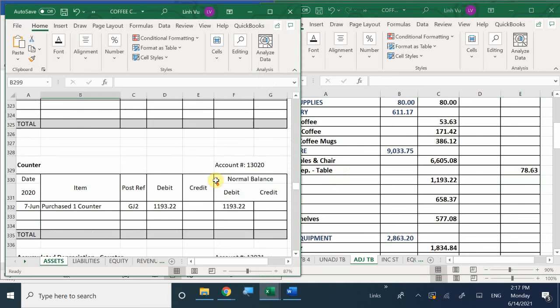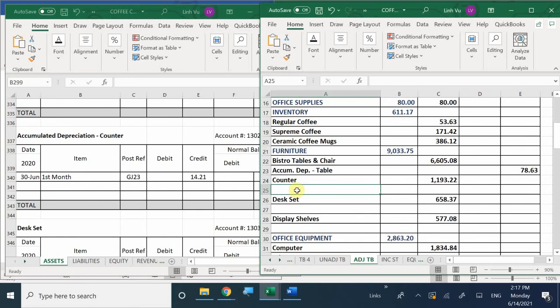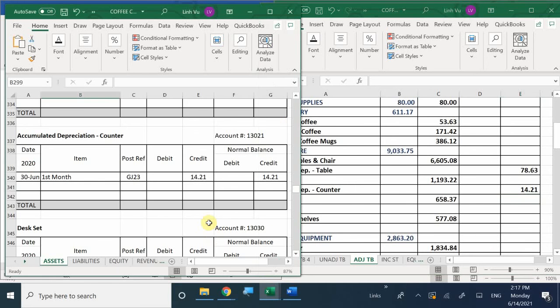So in the next section, my counter stayed the same. However, I have a contra account now, the accumulated depreciation for the counter. In this case, I used $14.21 for the counter, under my credit side. Okay. Can you give me one second?